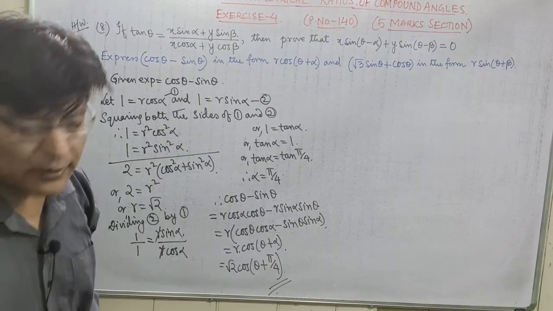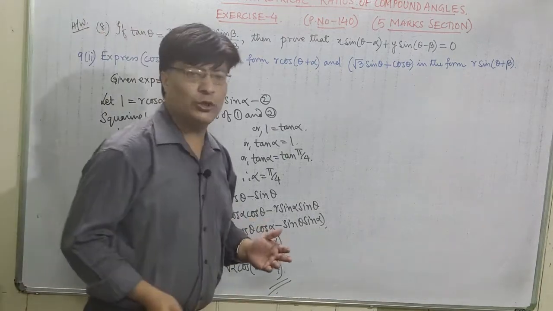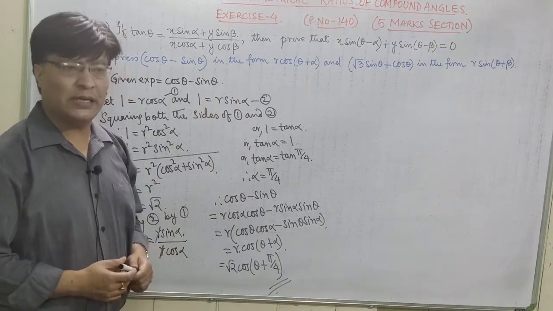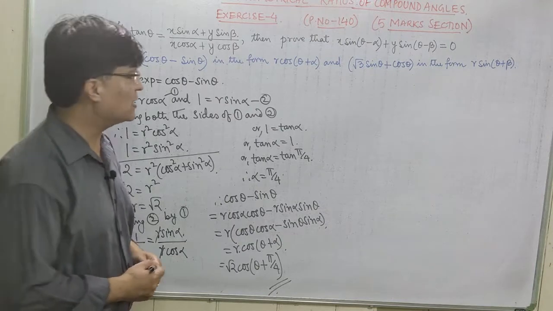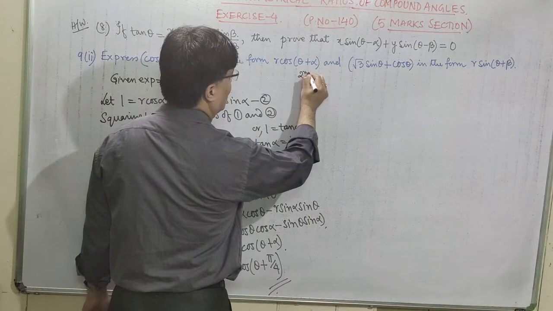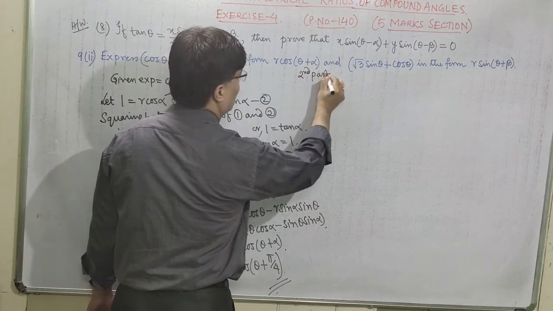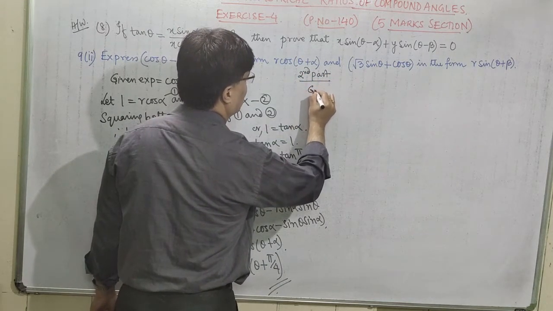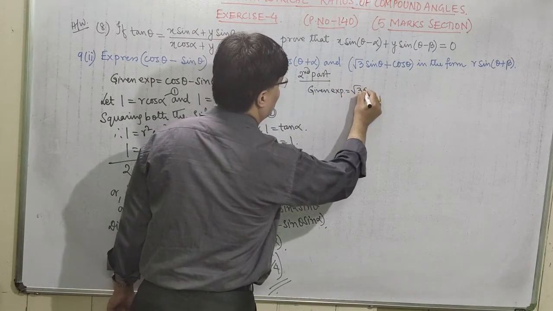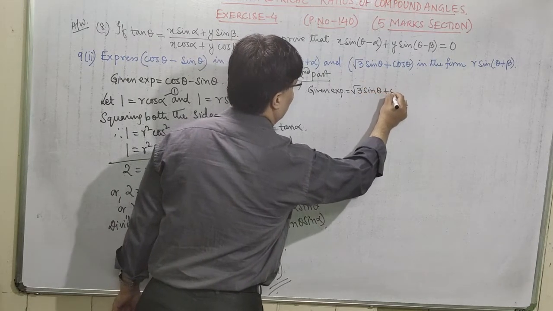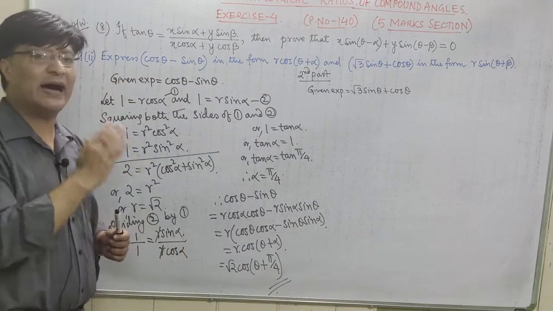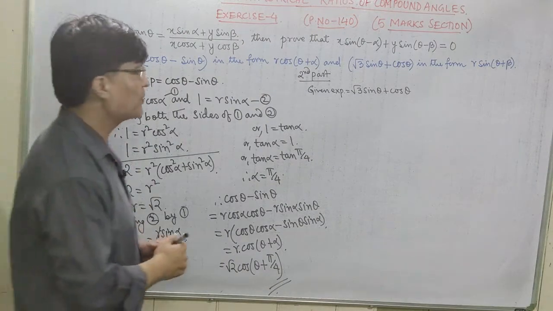So similarly, you can express root 3 sin theta plus cos theta in the form of r sine of theta plus beta. So this is the second part now. So given expression is equal to root 3 sin theta plus cos theta. So you have to express it in the form of r sine of theta plus beta, right?